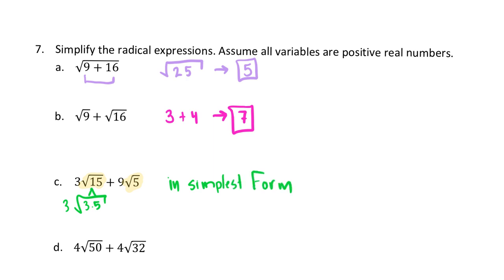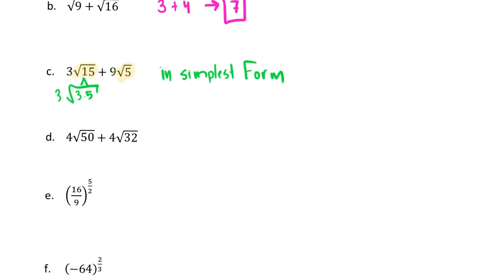So there's not anything you can do. D, on the other hand, will have something we can do. Let's look at D here. We can reduce these radicals.